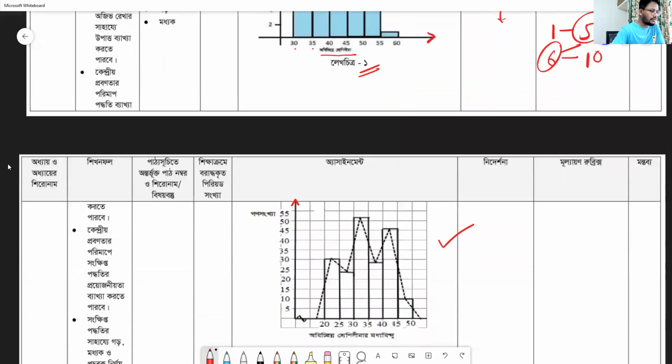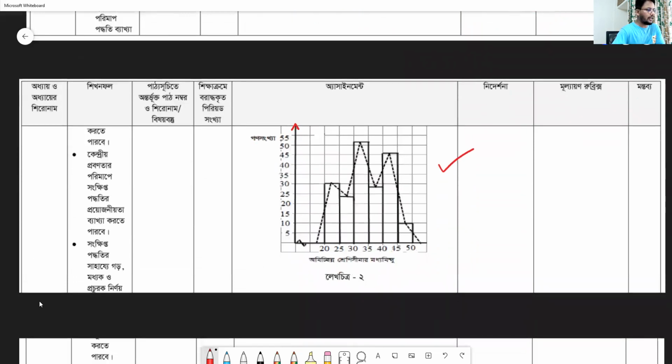So now here, also in the second graph, we see the first class interval is 20. It started from 20 and goes up to 25, and then the next one, this is completed at 25. So the next one will start from 25, and this is now 30.